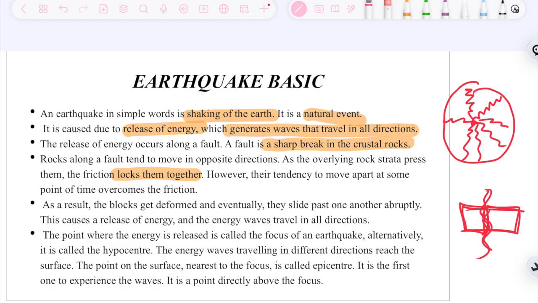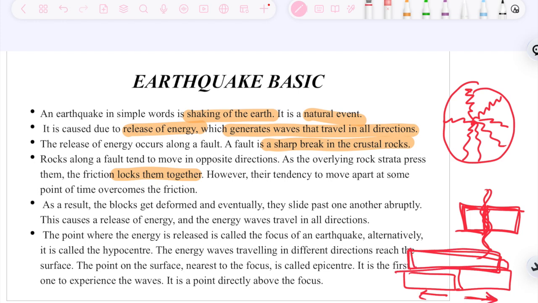Now think that this is a rock, and this is now broken, right? This is two parts of rock, and it has this one rock lying over it. Now these two rocks want to move in different and opposite directions, but this overlying rock puts force on them and does not allow them to move in different directions. So this causes friction, and when this friction is present, it leads to shaking of the earth. As a result, the blocks get deformed and eventually they slide past one another abruptly.